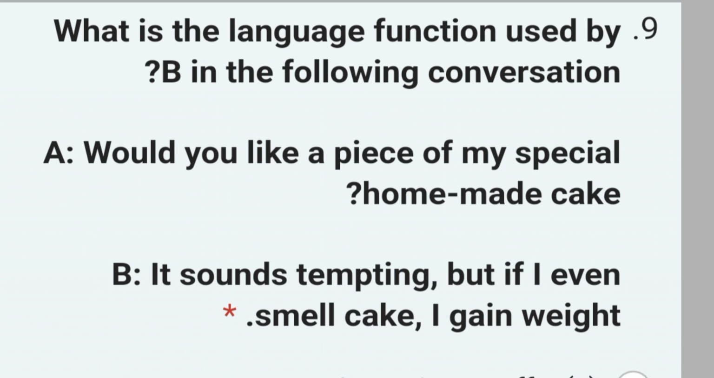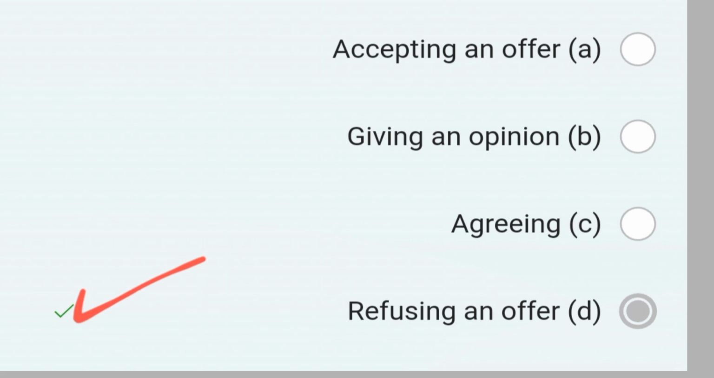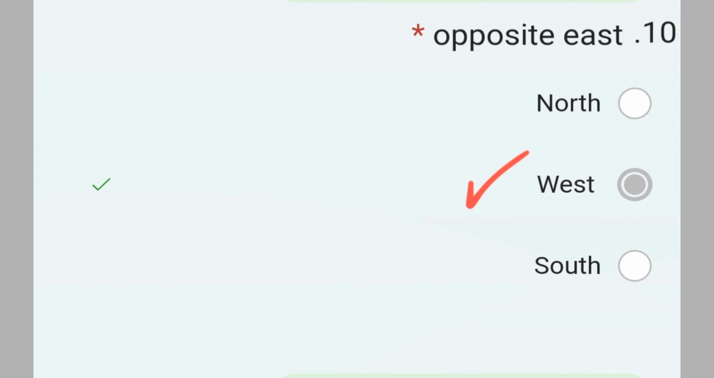9. What is the language function used by B in the following conversation? A: Would you like a piece of my special homemade cake? B: It sounds tempting, but if I even smell cake, I gain weight. A. Accepting an offer. B. Giving an opinion. C. Agreeing. D. Refusing an offer.